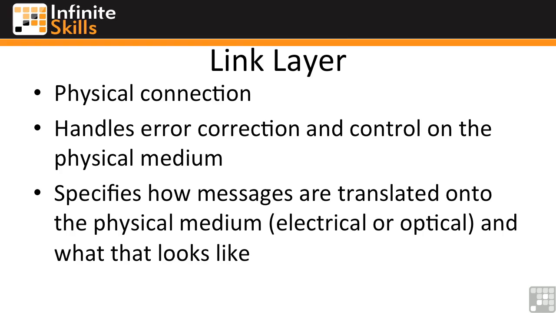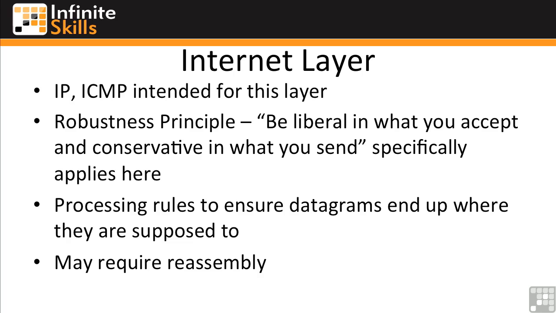What we've really got here is the physical layer and the data link layer from the OSI model really wrapped up in this network access layer. And the TCP IP model is a little bit more compact in that regard. Rather than separating the two out because they're so closely tied together, they just created the network access layer. Now we've got the internet layer. This is the same as the network layer in the OSI model. IP and ICMP were intended for this layer.